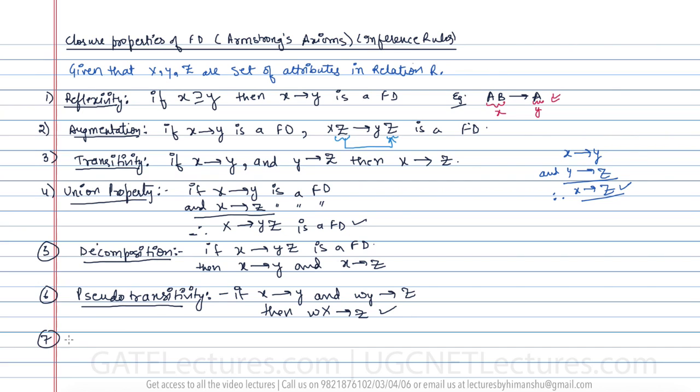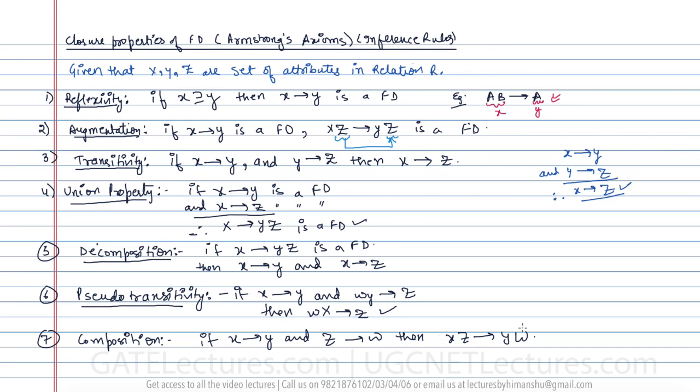And the next property is called the composition property. The composition property says if X determines Y and Z determines W, then XZ determines YW. Sorry, it is YW, not YZ. So this property also does hold.